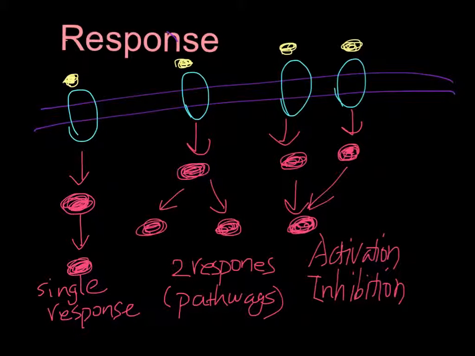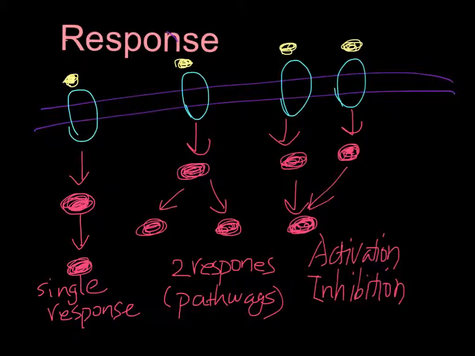So the last step in cell signaling is response. So there are a few responses. The first one here is the one in the blue circle. All of them are the receptor, and the yellow dots here are the ligand. The first response here, we call it a single response because the ligand bonds with the receptor, and it just goes through one pathway and activates another enzyme, and at the end only activates one protein. We call this one a single response.